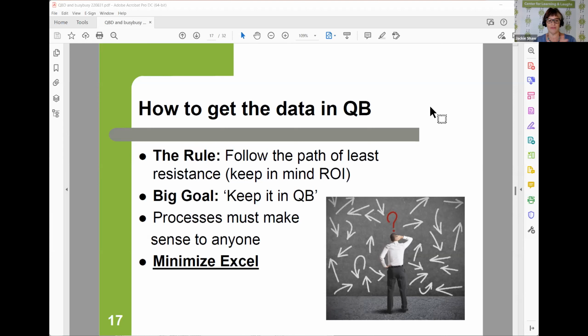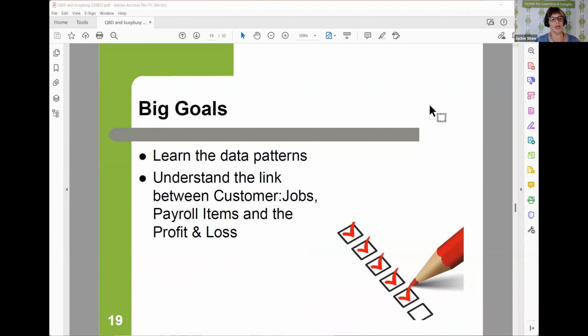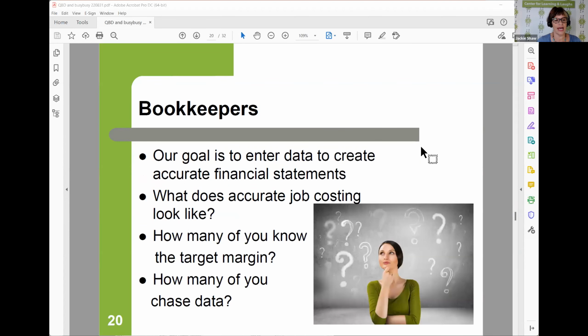So how are we going to get the data, right? We want to follow the path of least resistance, want to keep things in QuickBooks. And so we want to minimize Excel, and we want to use an app like BusyBusy. And here's our rules again, right, as a reminder. And so what we're going to do now is look at some financial statements. Our goal as bookkeepers is to create data that is going to create accurate financial statements, right?